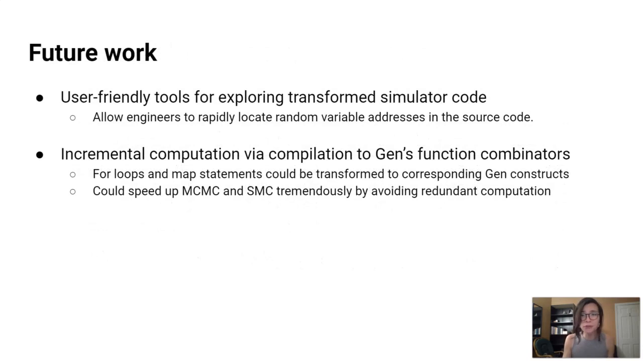Of course, there's always room for improvement. One issue is that it may be difficult to understand existing simulators well enough to design custom inference algorithms. To address this, we could develop user-friendly tools to explore transformed simulator code. Another issue is that Genify models do not currently support incremental computation. Future work could enable this, perhaps by extracting loops and compiling them into specialized Gen constructs. This would speed up iterative algorithms like MCMC, and enable efficient Bayesian inference over existing Julia simulators.